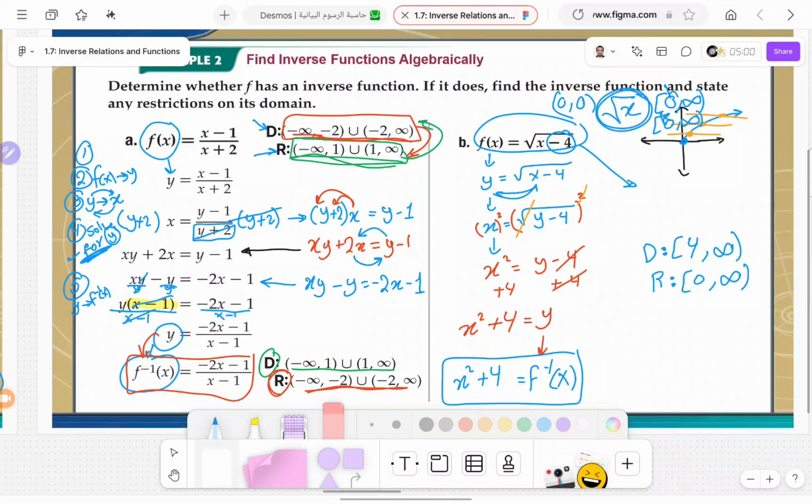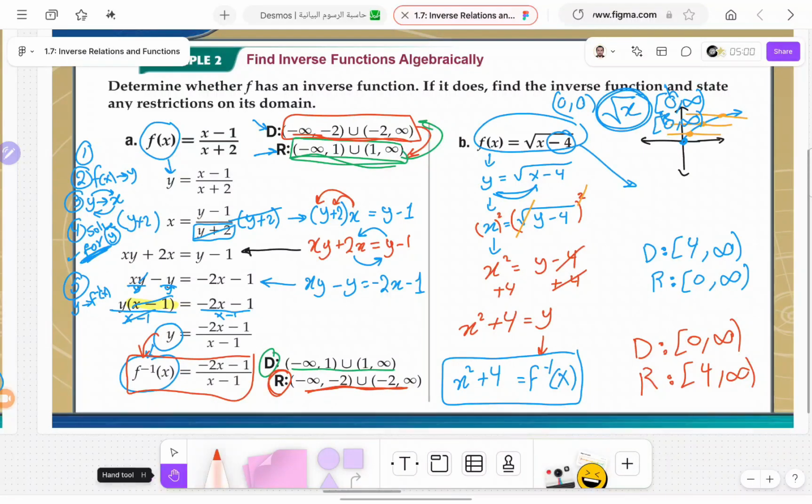Okay. Now the next step is to find them for the inverse. For the inverse, just do the opposite. So the domain will be my range, which is 0 to infinity, and the range will be my domain, which is from 4 to positive infinity. I hope you understand this.